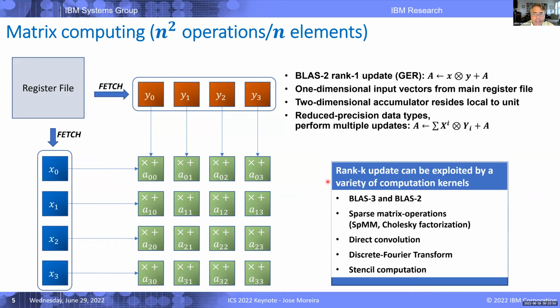This rank K update, which is the native operation of the hardware, can be exploited by a variety of computational kernels. BLAS3 and BLAS2 are obvious, but we can also use it for sparse matrix operations. We can do direct convolution, meaning convolution that you don't first transform into a matrix multiply, which you can always do, but doing the convolution directly. We can use it for discrete Fourier transform and for stencil computations and other things. These are just some of the things we can do with a rank K update, which is just K rank one updates.